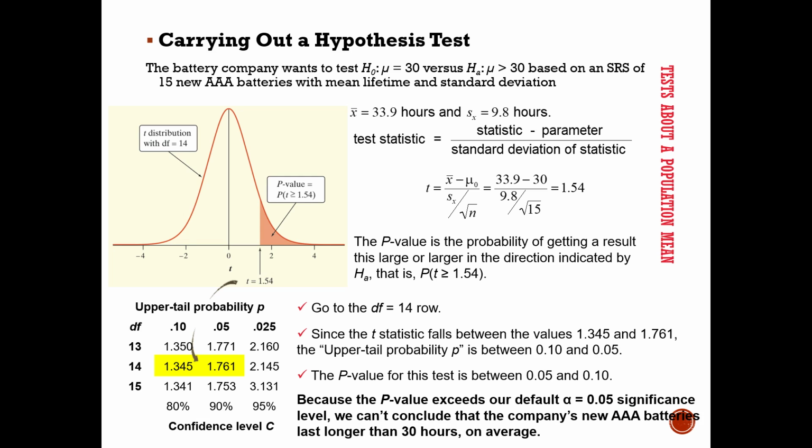I wish they gave you an actual p-value, but I'm sure you guys can calculate it. I know it's a little higher than 0.05. So because the p-value is not less than 0.05, we cannot conclude that we have sufficient evidence to say that the company's new AAA batteries last longer than 30 hours.